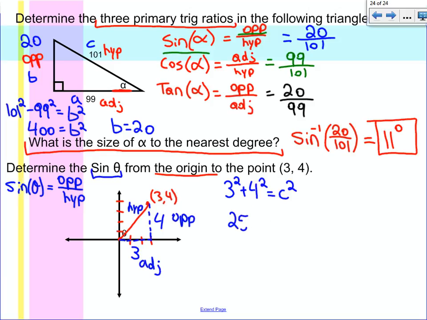So your sine of theta equals 4, which is the opposite, divided by 5, which is the hypotenuse.